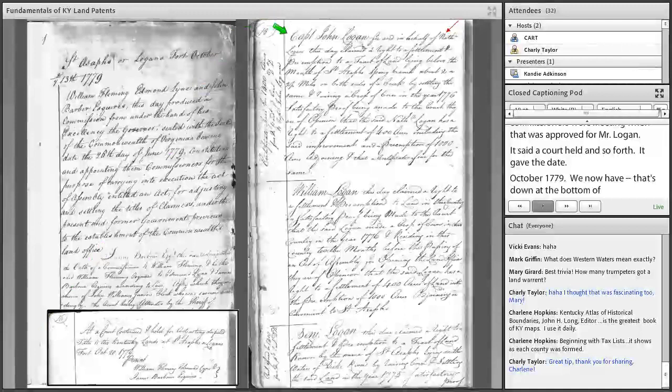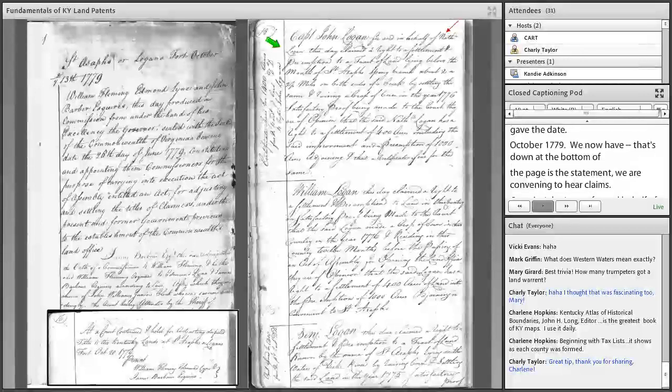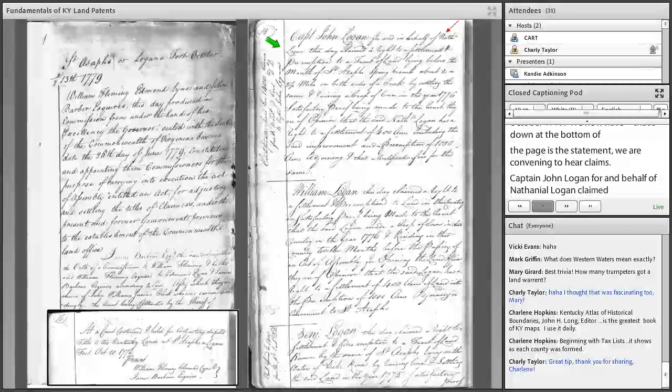claims. Captain John Logan, on behalf of Nathaniel Logan, claimed the right to settlement and preemption to the tract of land being near the mouth of St. Asaph Spring Branch. Then you'll see, right after that, William Logan was also present that day. I don't know why Nathaniel wasn't there to do his own claim, but it was filed by Captain John Logan, and Nathaniel will be the one who will receive the patent at the end of the day, or later on.